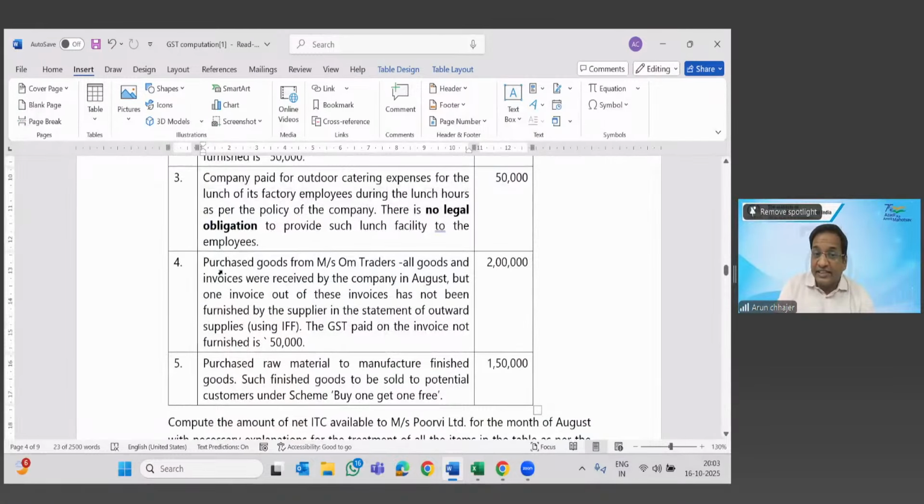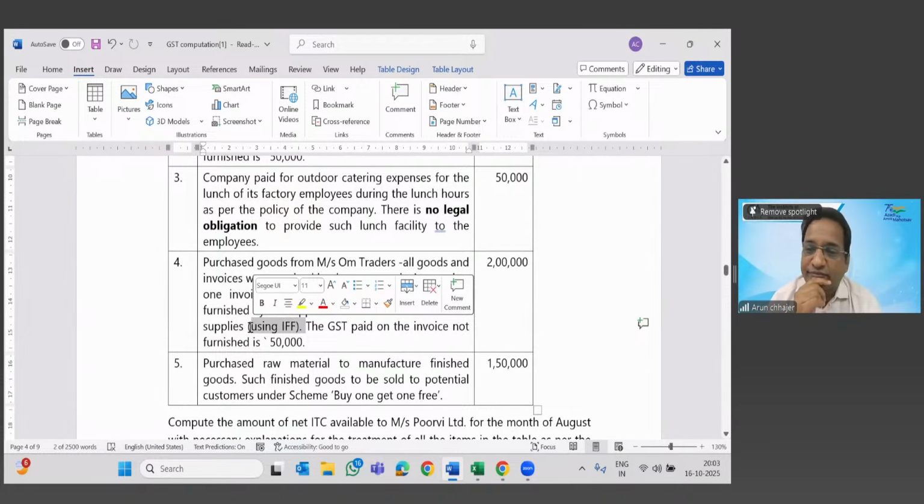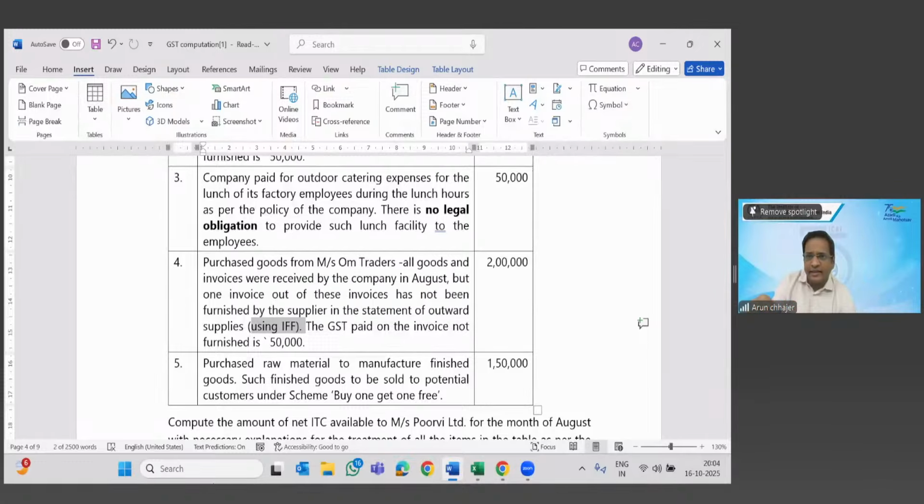Question number 4, serial number 4. What is IFF? Anyone have any idea what the IFF is? Invoice furnishing facility. Very nice, beta. Can you tell me, if the transaction is not reported in the IFF, then why am I not allowed to take the ITC?